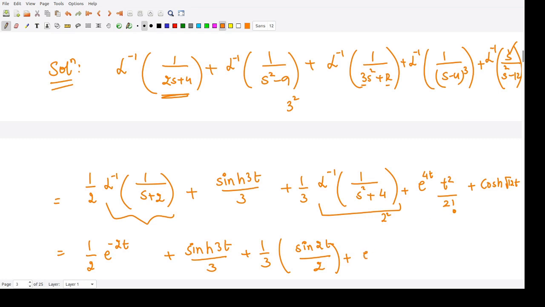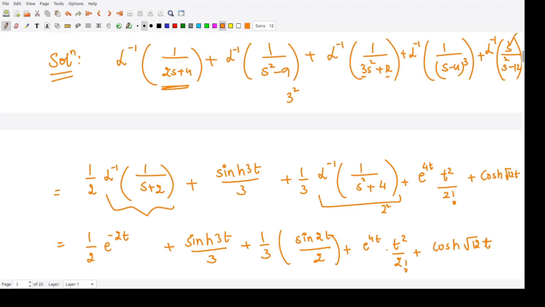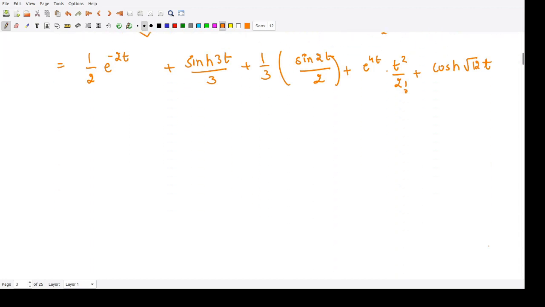So here we would have e to the power 4t into t square divided by 2 factorial, and then we have cos hyperbolic square root 12 into t. So this is the final answer. This is the Laplace transform of the given function. So now let us see question number 2. It says, find the Laplace inverse of 1 divided by s square plus s plus 1.